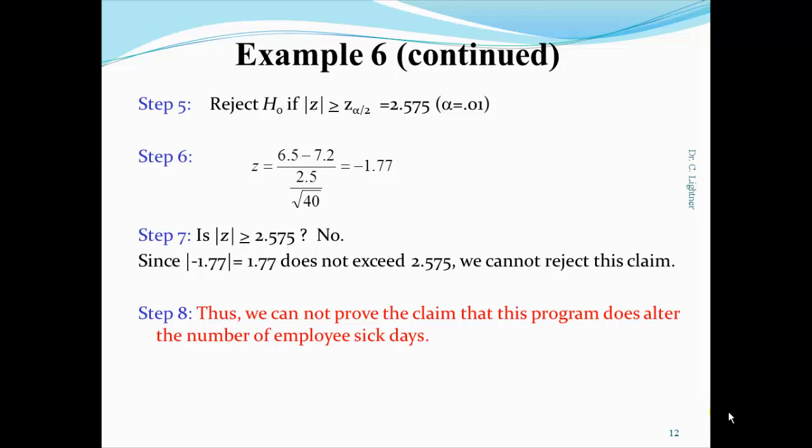In step 7, you should use the value of your test statistic and your rejection rule in order to decide whether you should reject your null hypothesis. Step 5 told us to reject our null hypothesis if the absolute value of z, or our test statistic, exceeds or is greater than or equal to 2.575. Since our test statistic value is negative 1.77 and the absolute value of negative 1.77 is 1.77, and this value does not exceed 2.575, we should not reject our null hypothesis.